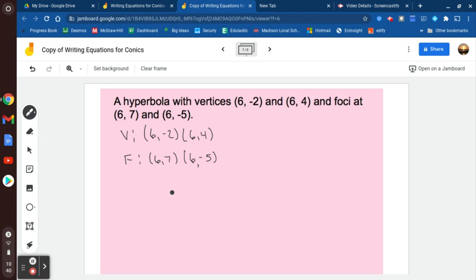So find the center. Think about whether you're going to find your A, B, and C. Just take it a little chunk at a time.